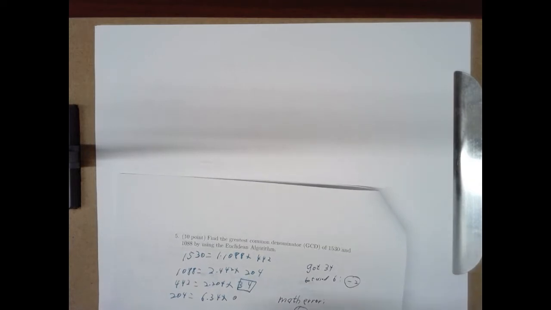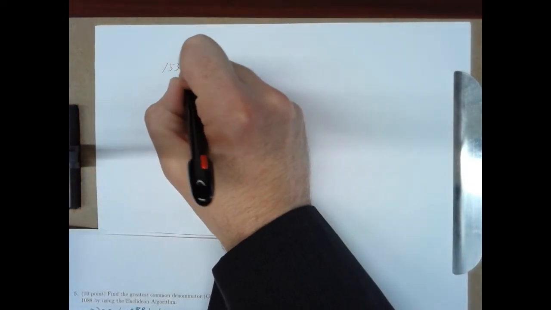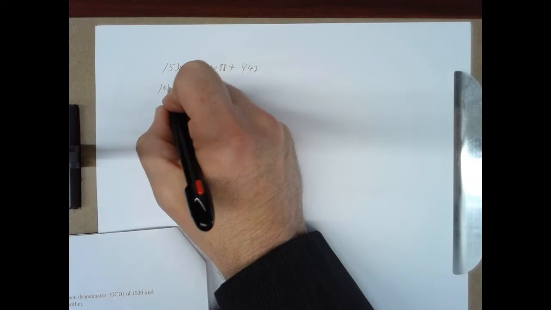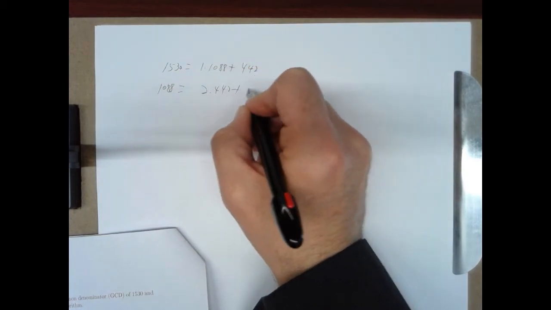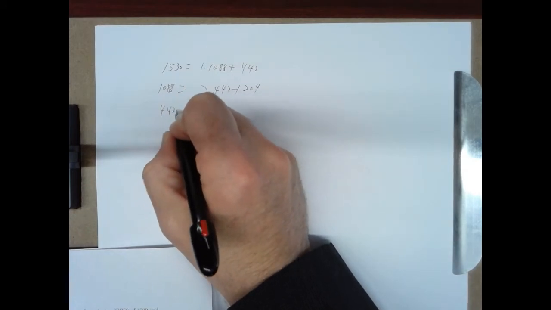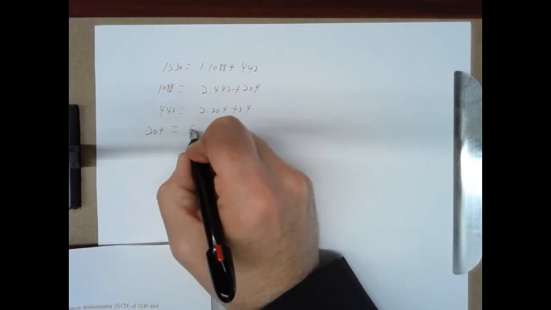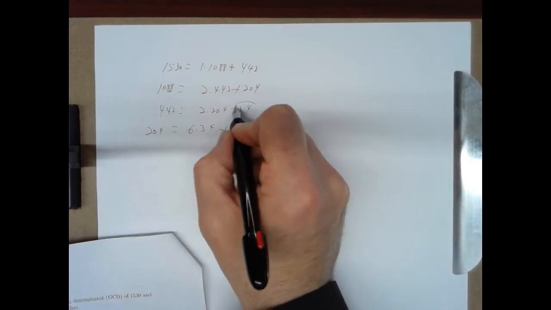Greatest common divisor. So most people had this fine. 1530 equals 1 times 1088 plus 442. 1088 equals 2 times 442 plus 204. 442 equals 2 times 204 plus 34. And then 204 equals 6 times 34 plus 0. This is your GCD, okay? The thing you're multiplying by has nothing to do with your final answer. It's all about the remainders. Okay, so this is your GCD, and you can divide those in to double check and make sure you're getting a divisor.